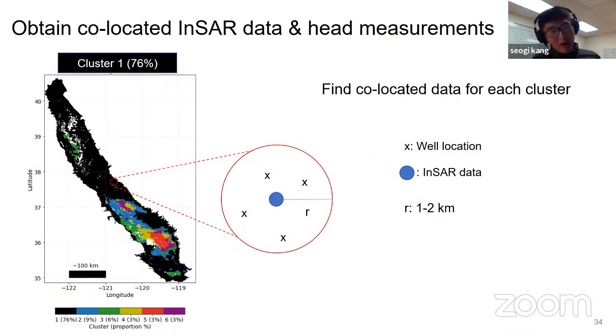And the second part was we want to understand the relationship between the InSAR surface deformation and the measured head, right? So to do that, we need to have some sort of collocated data of InSAR and head measurements. So what I did for each InSAR data location, I drew a circle, I used a 1 to 2 kilometer radius, and found the collocated data. So I have a collocated pair of data having both InSAR data as well as head data.